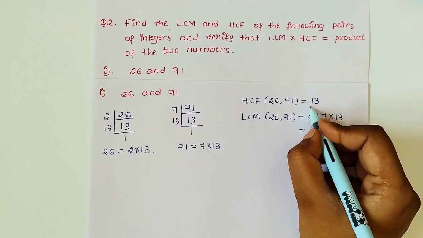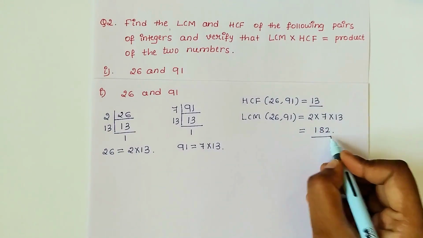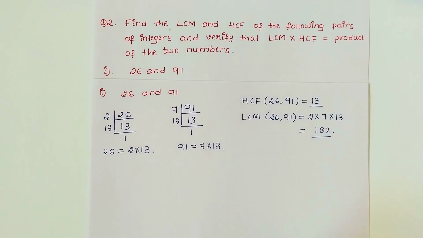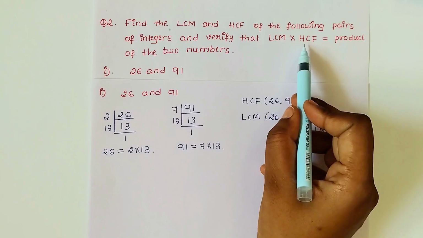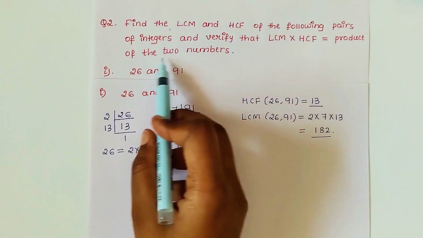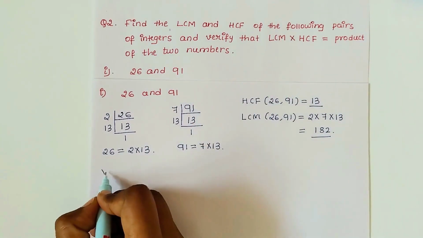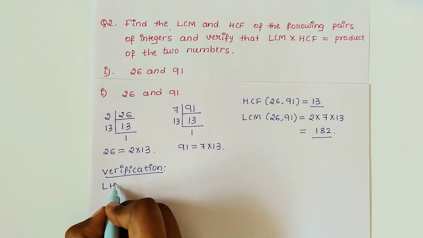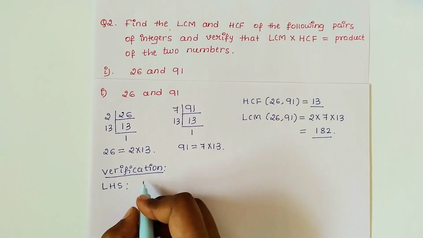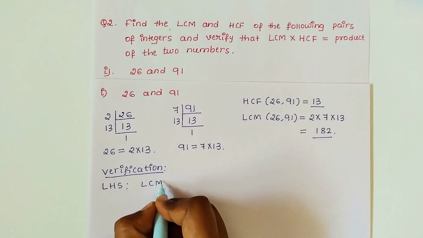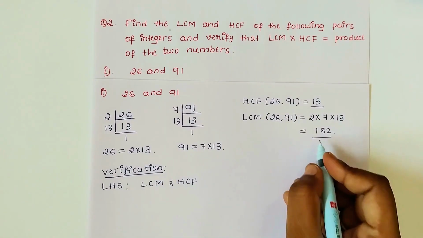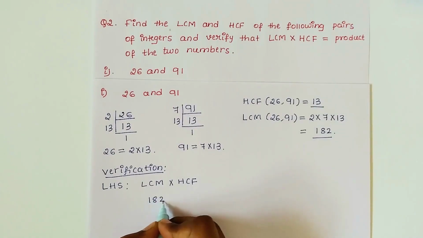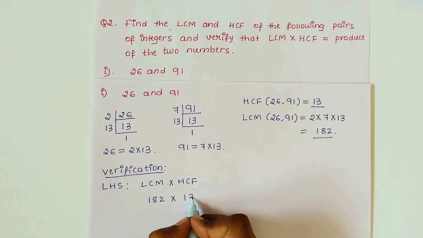So now I got the HCF and also the LCM. Now let's verify the relation. What is that relation? The product of LCM and HCF is equal to the product of those two numbers. Here I am considering the LHS part of the relationship, that is LCM into HCF. I got LCM as 182 and HCF as 30.